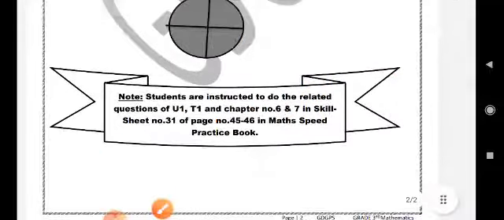Dear students, today we learnt about thirds and fourths, and now you are instructed to do the related questions of U1, T1 and chapter number 6 and 7 in your skill sheet number 31 today, on page number 45 to 46 in your math speed practice book.